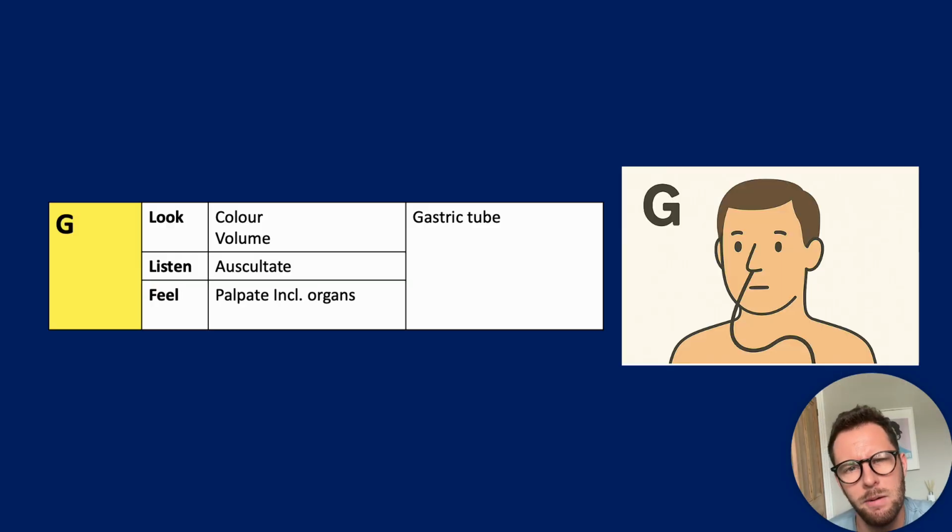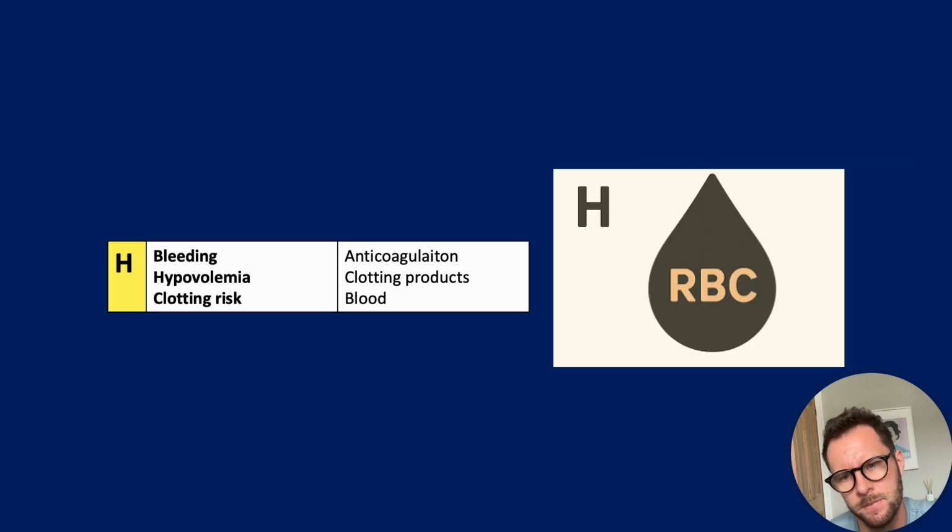Gastrointestinal. Look at the abdomen. Are there any bruises? What is the colour? What is the volume? Palpate. Assess for organomegaly. Auscultate for bowel sounds. Does the patient need gastric decompression via a gastric tube?